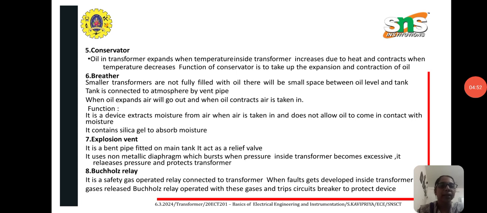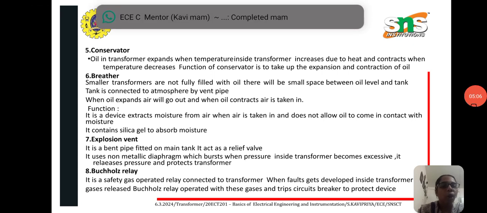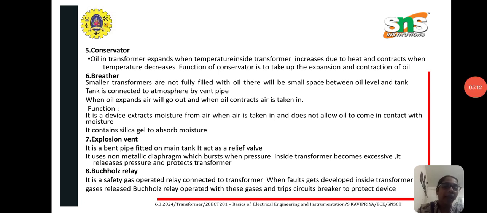And next is the breather. The breather is a smaller unit attached to the transformer, which is not fully filled with oil. So there will always be some space between the oil level and the tank. The tank will be connected to the atmosphere by the vent pipe. When oil expands, air will go out, and when the oil contracts, air is taken in. The function of the breather is to extract the moisture from the air when air is taken in, and not allow oil to come in contact with the moisture. It contains silica gel to absorb the moisture.